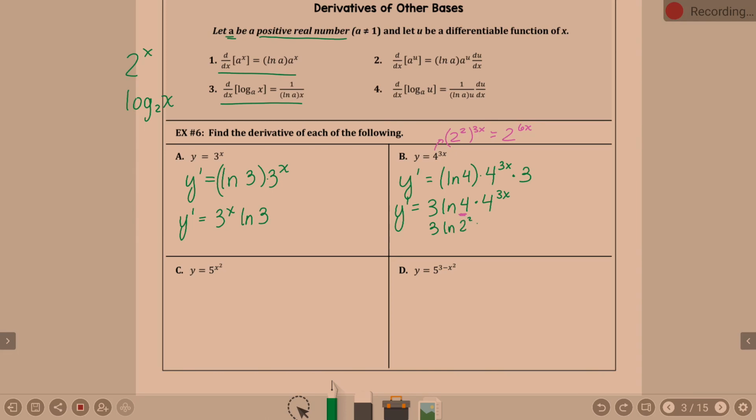Well, what do you remember about when there's a power on a log? Where can it go? It can go out front. And what do you know about 2 times 3? So this can be 6 times the natural log of 2 times, and then the other thing they can actually do, 4 to the 3x. You can go ahead and do the 4 to the third and just leave the x there. So 4 to the third, 4 times 4 is 16 times another 4 is 64 to the x.